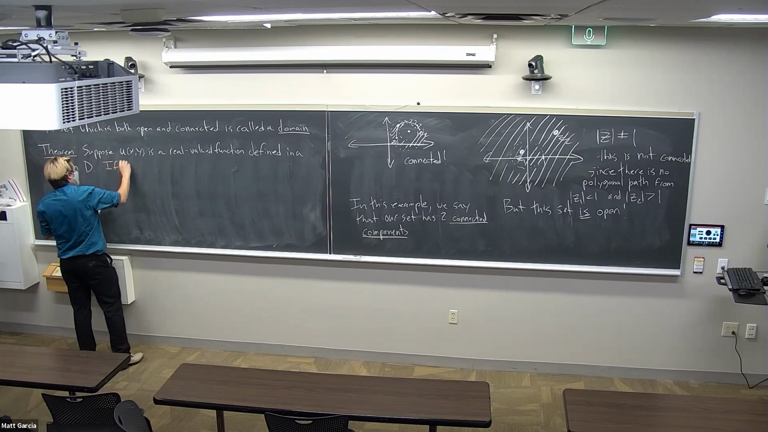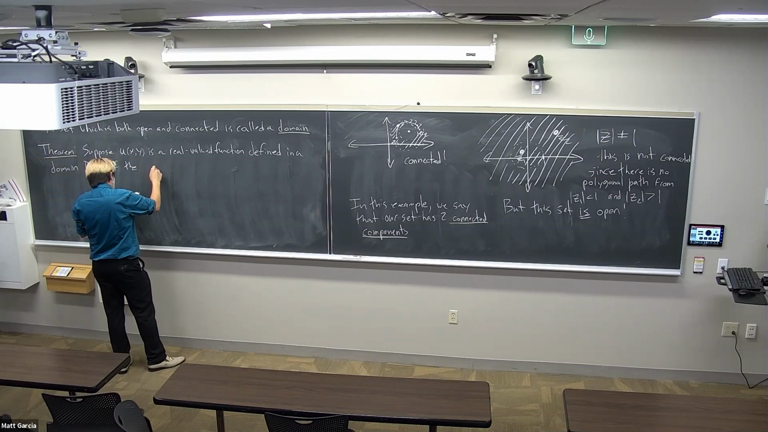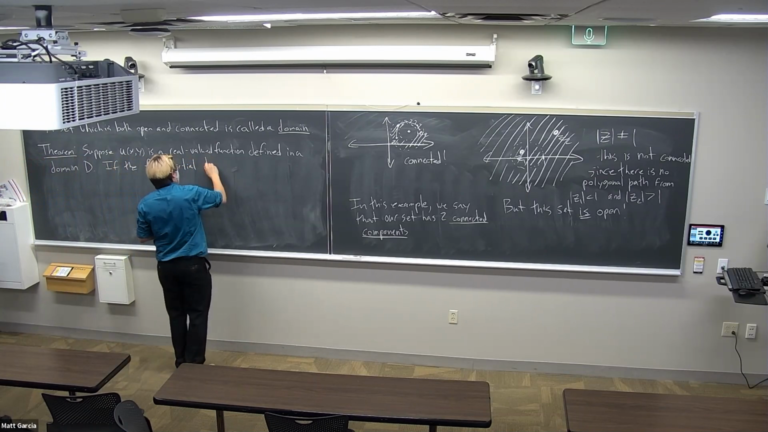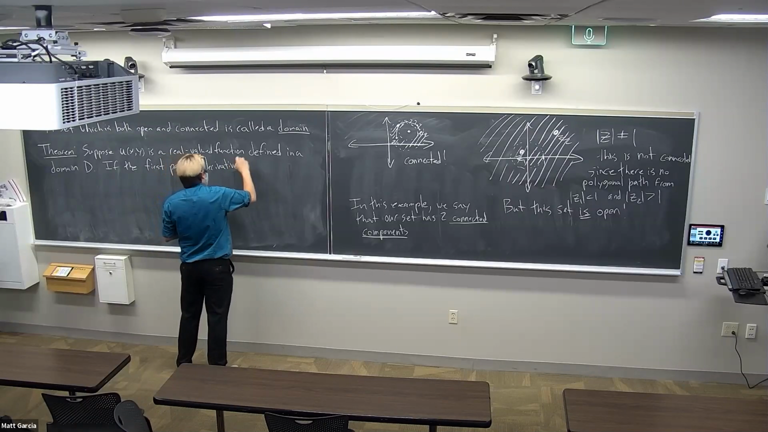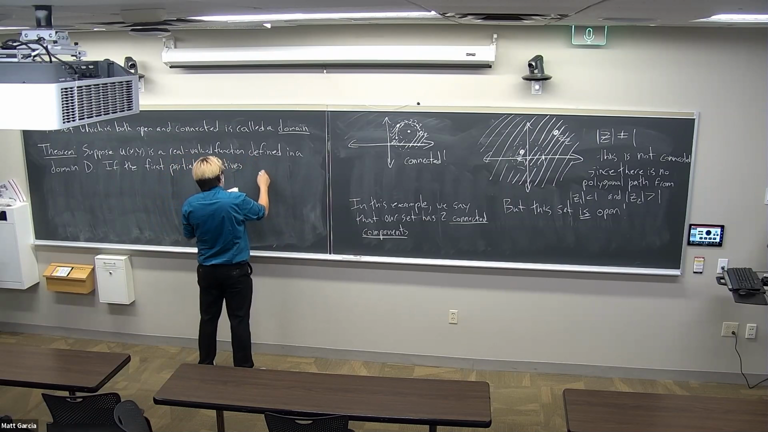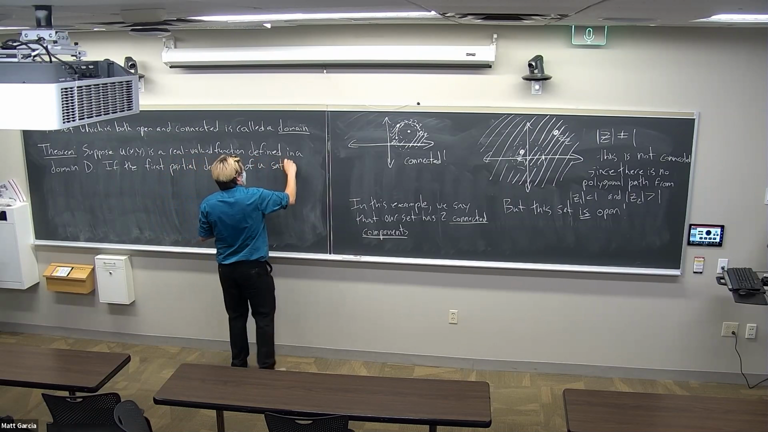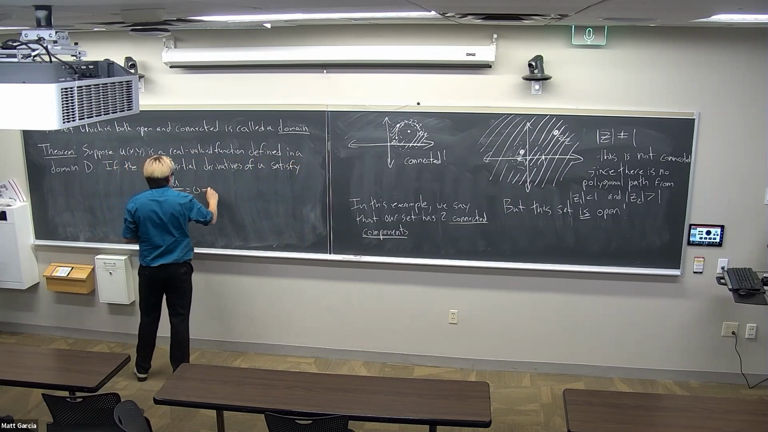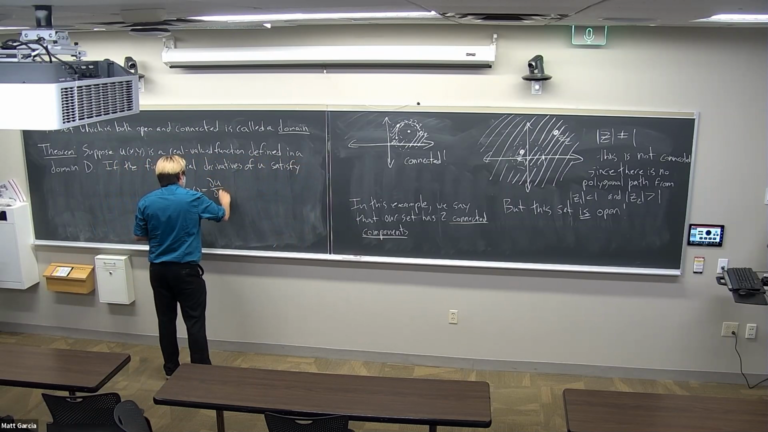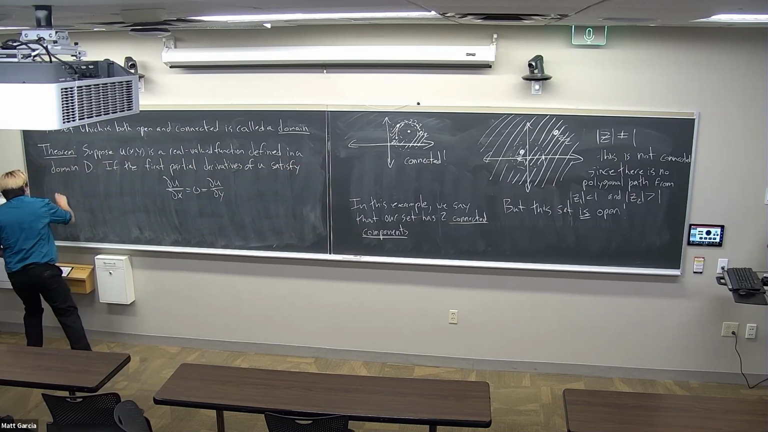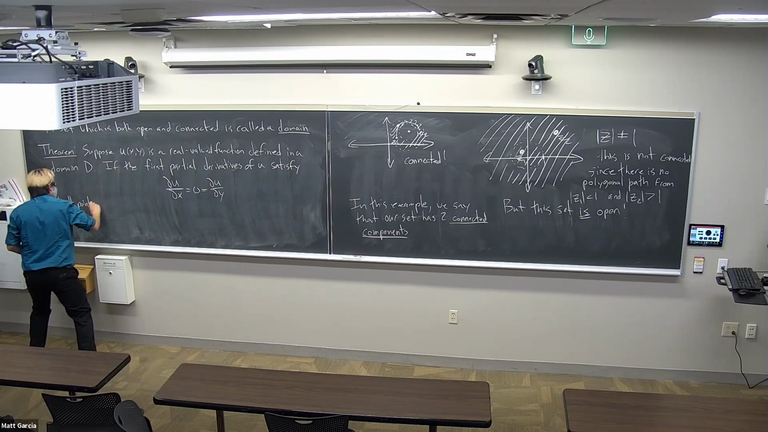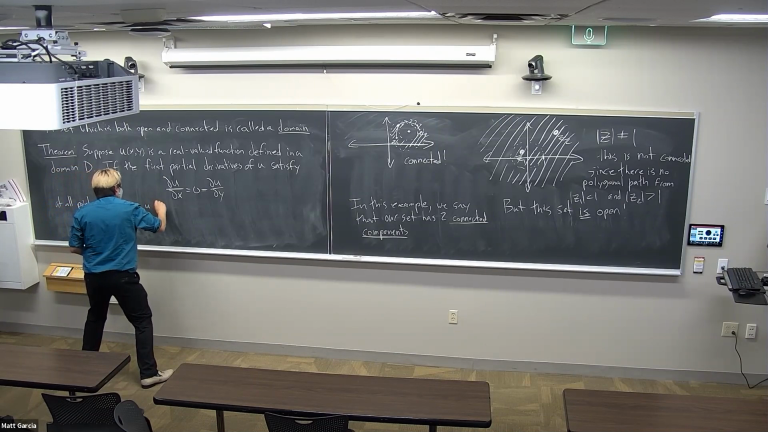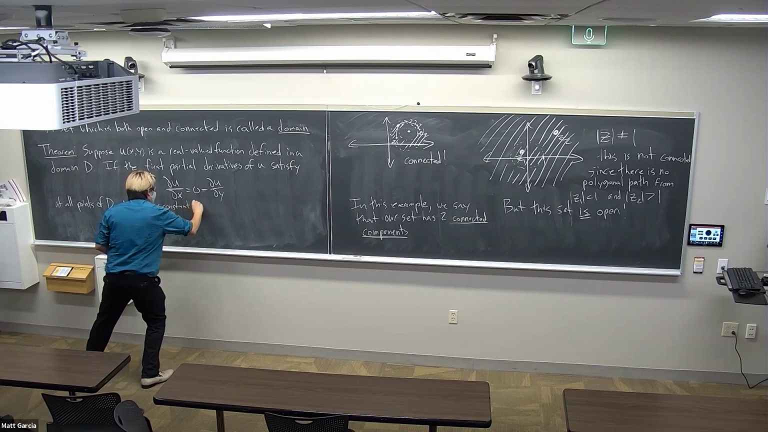So if the first partial derivatives of u satisfy partial u partial x is equal to 0, which is also equal to partial u partial y, at all points of D, then u is constant in D.